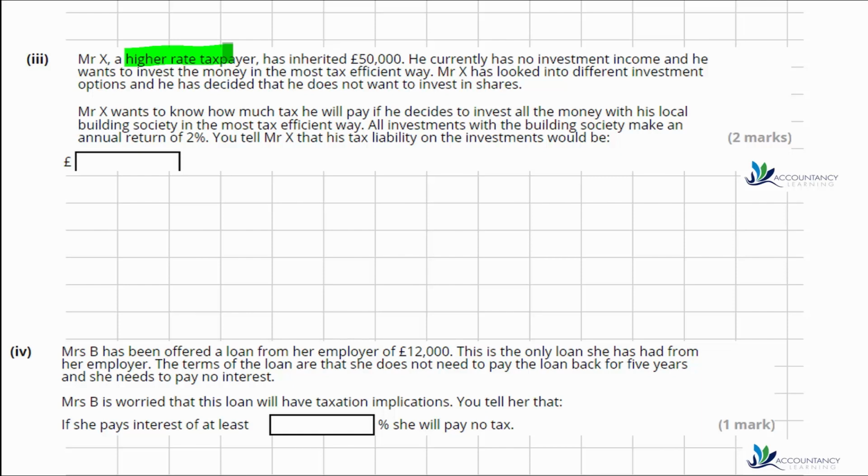So Mr. X wants to know how much tax he will pay if he decides to invest all the money with his local building society in the most tax efficient way. All investments with building society make an annual return of 2%. Okay. So he wants to do this in the most tax efficient way, and that means of the 50,000 that he's inherited, then he should use an ISA, an individual savings account, because that is tax-free.